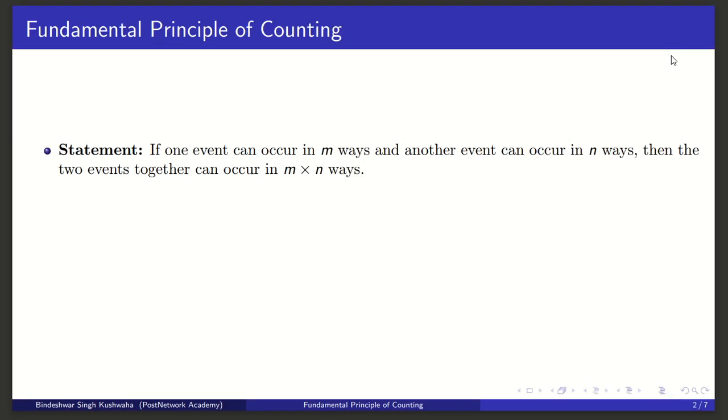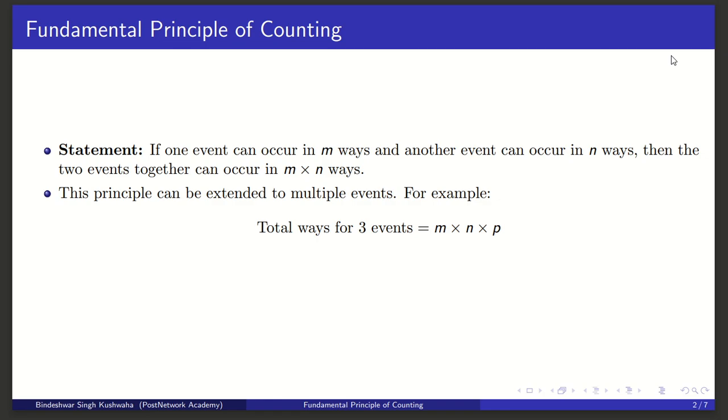So let us understand what the fundamental principle of counting is. If one event can occur in m ways and another event can occur in n ways, then the two events together can occur in m into n ways. And this is the fundamental principle of counting. And we will see the examples.